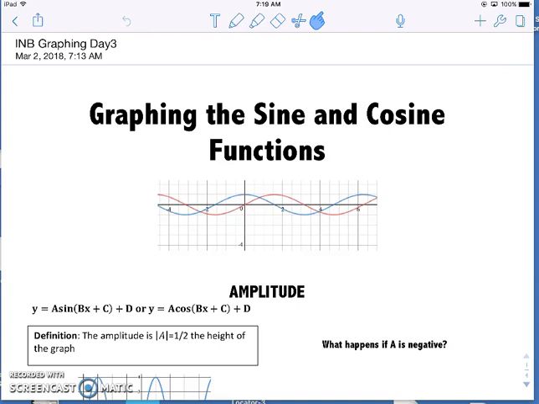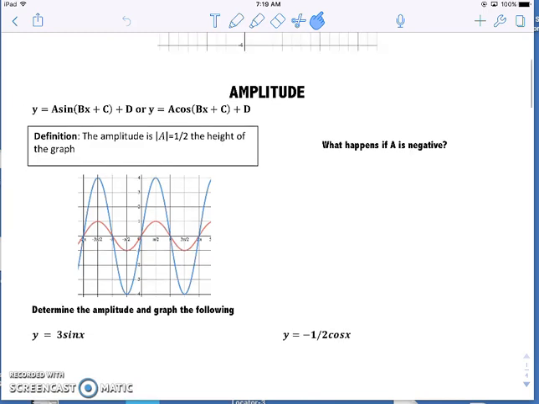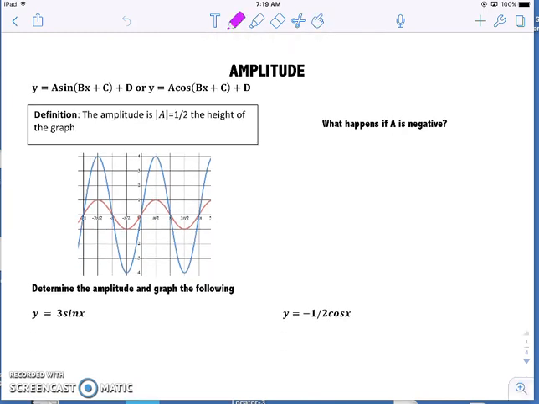So today for graphing sine and cosine, we're going to put everything together. Yesterday we talked a little bit about amplitude and period, and we're going to talk about those again today, but we're also going to talk about vertical and phase shifts today. So we talked about A being our amplitude, and it's half the height of the graph.